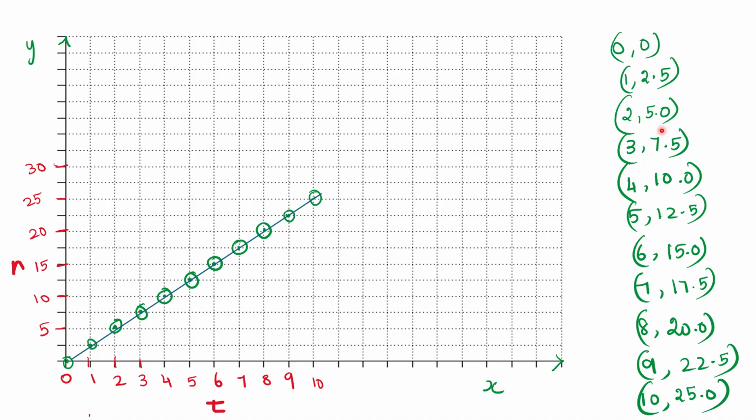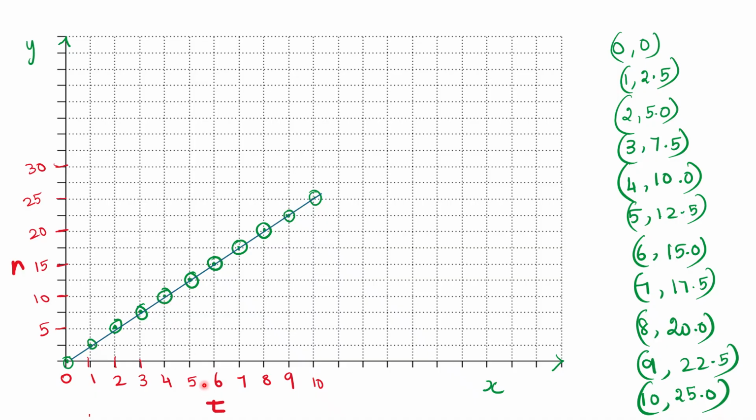Now the next coordinate is 2, 5.0. 5.0 is nothing but just 5. So 2 we take from the x-axis, 5 from the y-axis. So 2, 5 here. Now next is 3, 7.5. 3 from the x-axis, 7.5 from the y-axis. 7.5 is the middle of 5 and 10, so it's here. Next coordinate is 4, 10.0, which is just 10. So 4 from the x-axis, 10 from the y-axis. The meeting point is here.